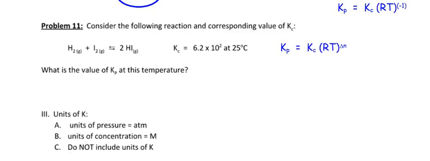All right, so here's the equation. Looks like we've got some hydrogen gas with iodine gas makes 2 hydrogen iodide gas. I have a Kc, and now you need to find Kp. Why don't you pause this and figure it out yourself? Come back when you're done.